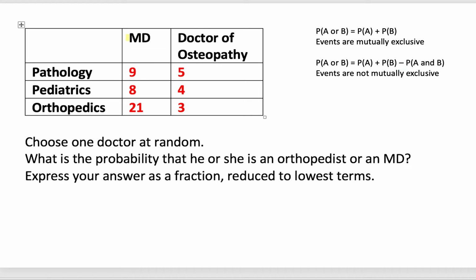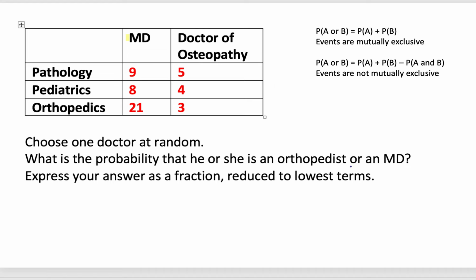Okay, so we're going to go ahead and look at a couple of additional problems in section 4.2 where you have two events with the "or" in between. All right, so this is the first one. The question says, what is the probability that he or she is an orthopedist or an MD?